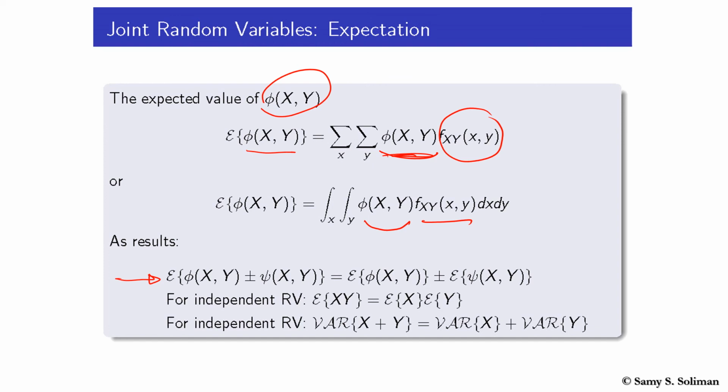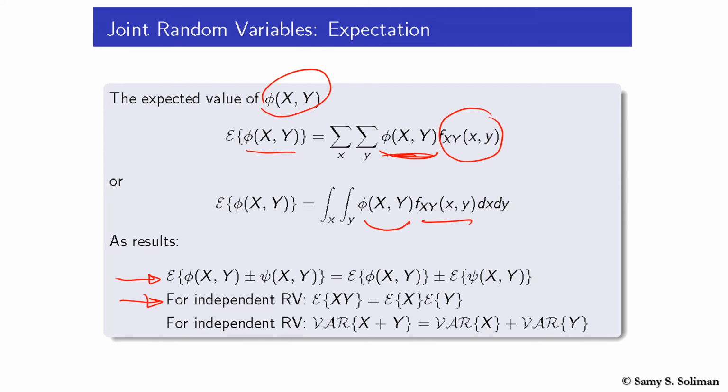The next two relations are very important, and they are very specific to independent random variables. The first of them is that the expected value of xy, the product of x and y, as if we are defining phi of x and y as x times y, if the two random variables are independent, is equal to the expected value of x times the expected value of y.